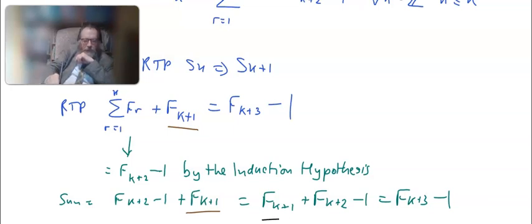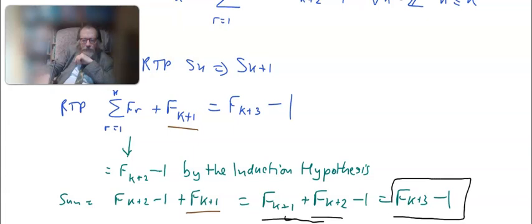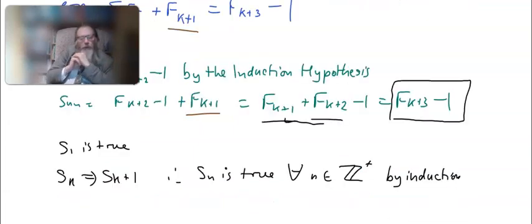And that is the same as f_{k+1} + f_{k+2} - 1. And those two added together by the Fibonacci formula are f_{k+3}. And so we arrived at our result, f_{k+3} - 1. And so we showed that S_1 was true, and that S_k implies S_{k+1}. So S_n is true for all n which are members of the natural, the positive integers, by induction.